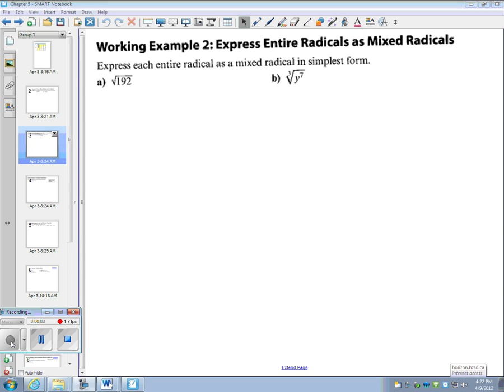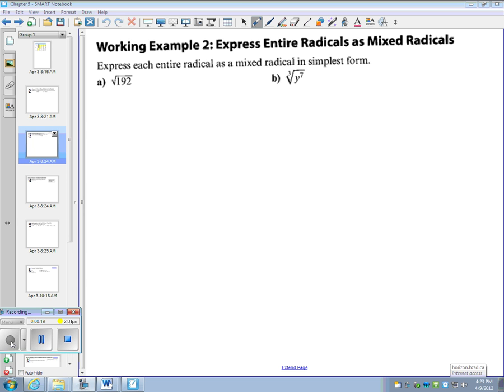We're continuing on section 5.1. I'm just going to do some more examples here. We are doing working example number 2, express entire radicals as mixed radicals. We're on page 190. We've already done A. Now I'm going to do B.